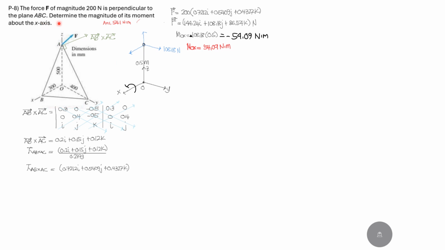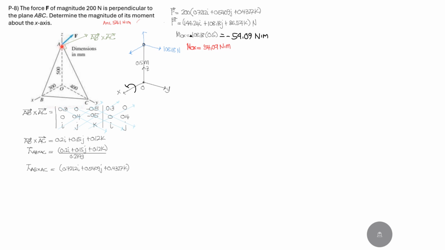So because the force F of magnitude 200 newtons is perpendicular to the plane ABC. This is problem 8. Determine the magnitude of its moment about the x-axis. So because F is perpendicular to the plane ABC, we must first define the axis vector where we can compute the component of F along that perpendicular axis. So perpendicular to the plane ABC.